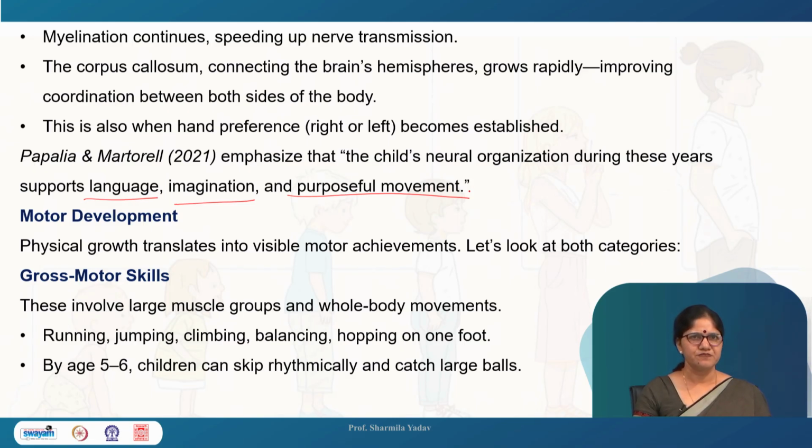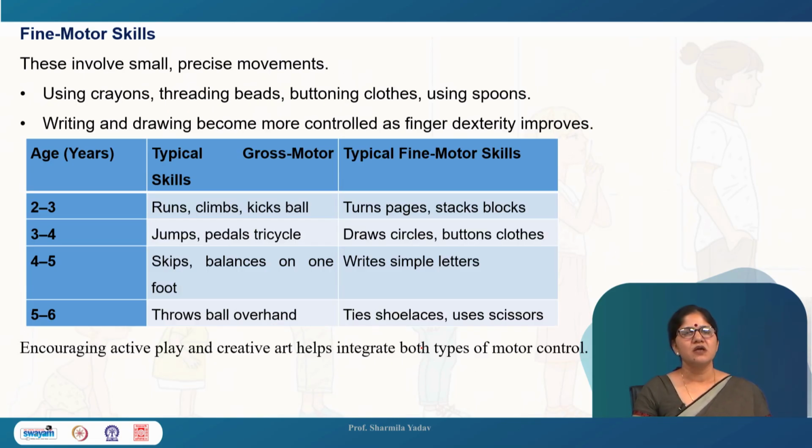Gross motor skills. These involve large muscle groups and whole body movements like running, jumping, climbing, balancing, hopping on one foot. These are gross motor skills. By age 5 to 6, children can skip rhythmically and catch large balls. Now we will see fine motor skills. These involve small and precise movements like using crayons, threading the beads, buttoning clothes and using spoons.